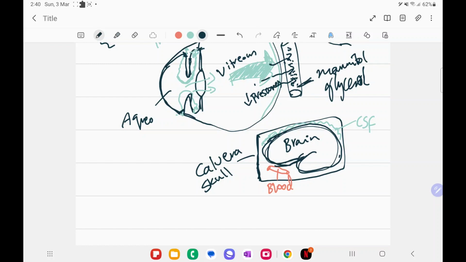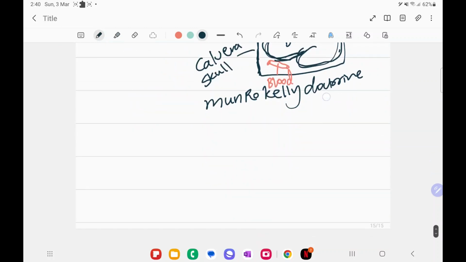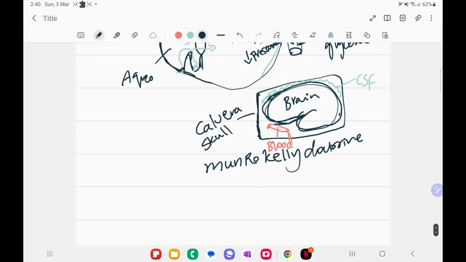Now look, there's something called the Monro-Kelly doctrine. And Monro-Kelly doctrine is a simple common sense thing. It's that these are all fluids, the blood, the brain, and the CSF. They're technically water, okay? And what happens is, water is not a compressible fluid. It's not something you can reduce and squeeze like air. You can take air in a plunger or balloon and kind of squeeze it a bit and reduce the volume of the air, but you can't do that with liquids.